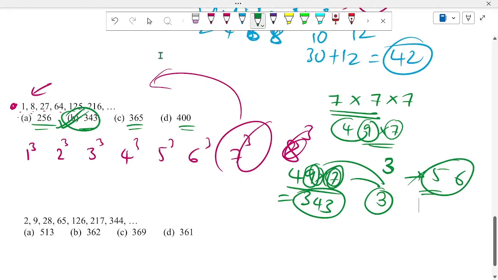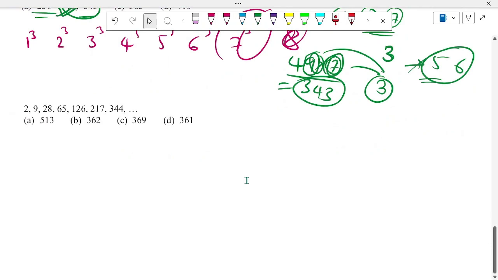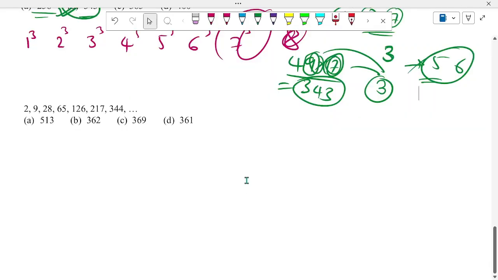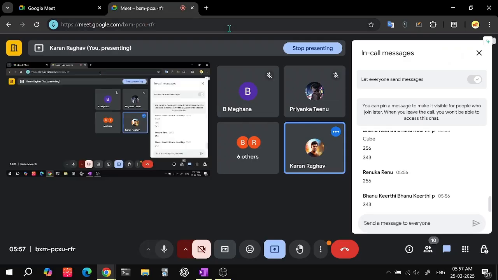Okay, and today we have got the last question. Can you tell me what the answer of this question is, or what the series is? What can be the series? See the question once again. 2, 9, 28, 65, 126, 217, and 344. One hint: 344, 343. I got 344 here. Now you think what the answer is.